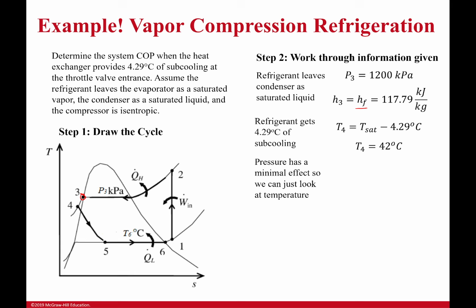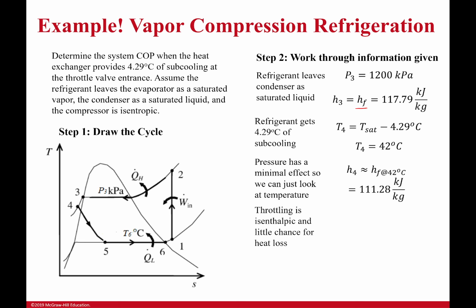Now, yes, this is subcooled, but as I said before, when you're subcooled, you just say, I'm more or less a saturated liquid at this particular temperature. And so I can check my tables. I find 42 degrees Celsius, and I can say that the enthalpy of a saturated liquid at 42 degrees Celsius for Freon, for that refrigerant, is 111.28 kilojoules per kilogram. Okay, so that's points 3 and 4 done, working our way through it.